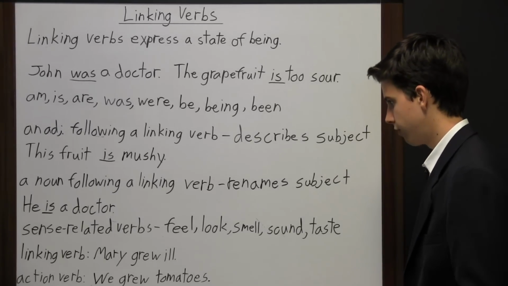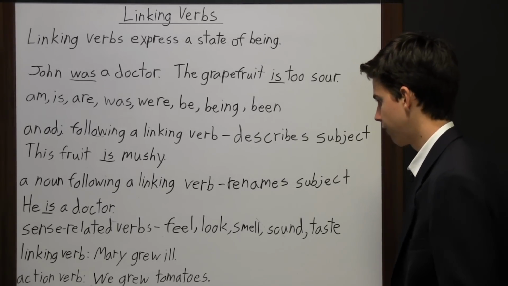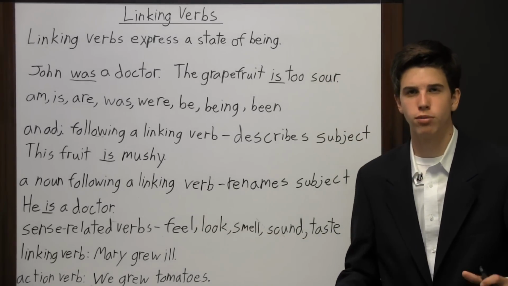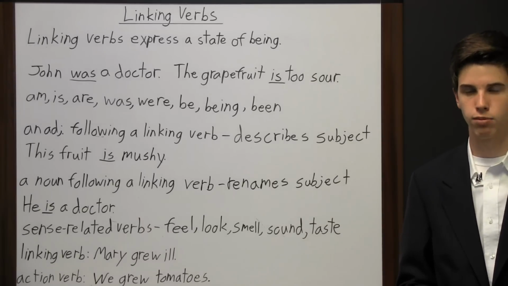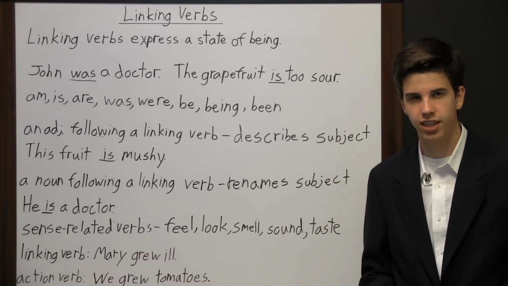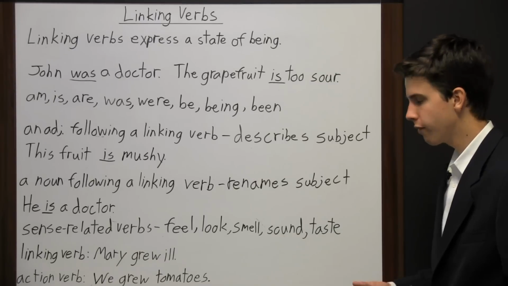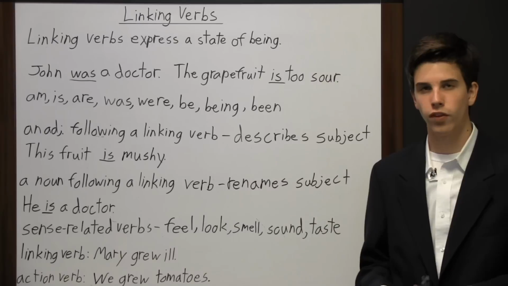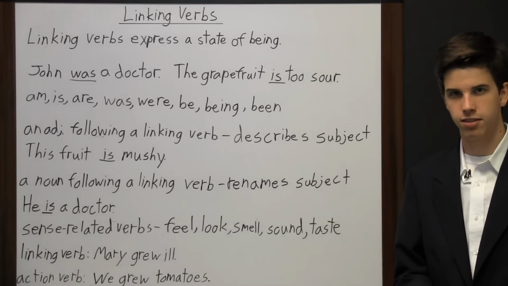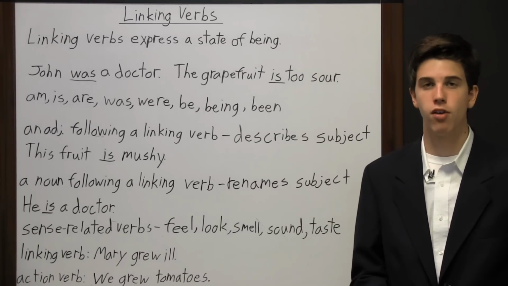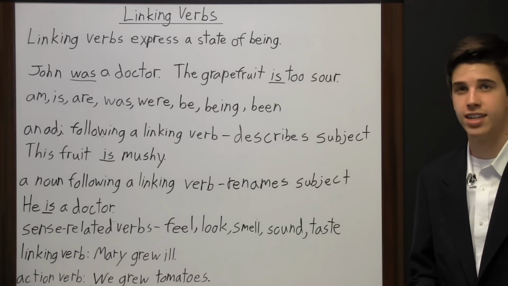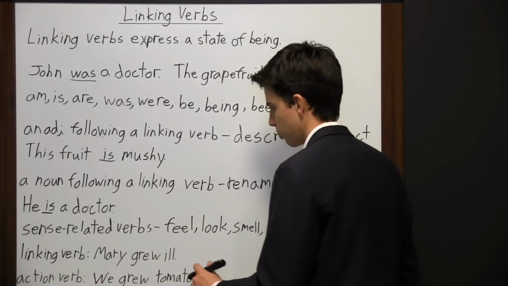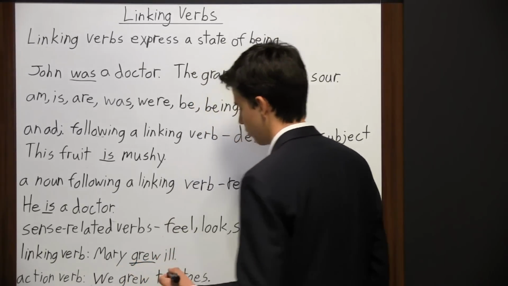Now, some sense-related verbs can also act as linking verbs, such as feel, look, smell, sound, and taste. And then there's some other verbs in general that can sometimes act as linking verbs, like appear, become, grow, and seem. And so we have some verbs that can be either an action verb or a linking verb, depending on their meaning in a sentence. Some examples are appear, become, feel, grow, look, smell, sound, and taste. So right here we're using the verb grew. So here is an example of it as a linking verb. Mary grew ill.